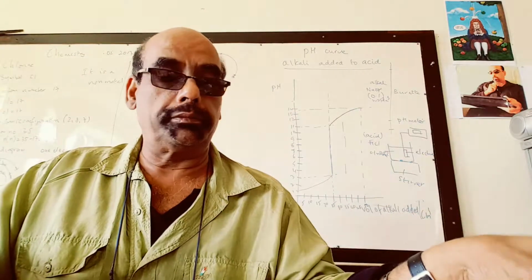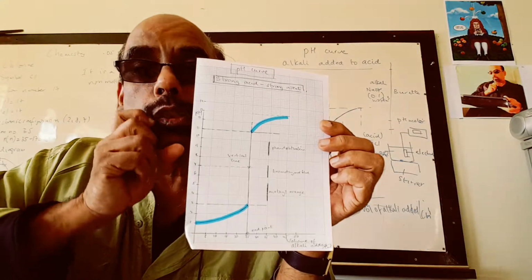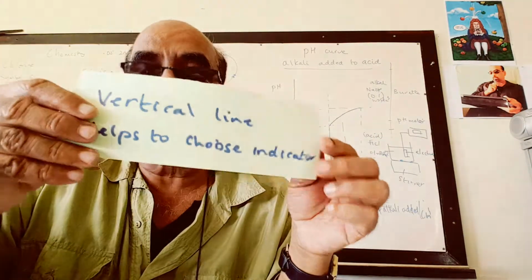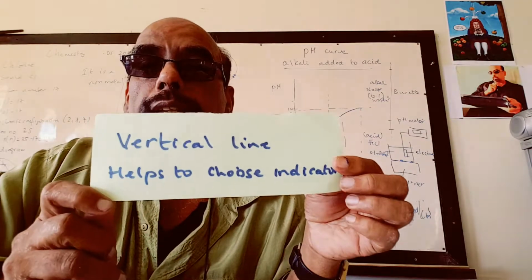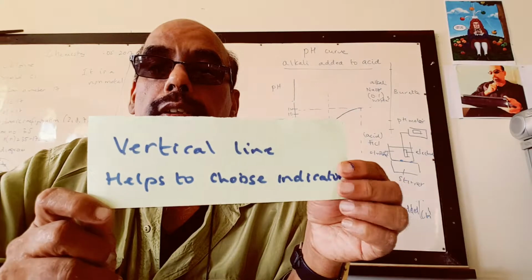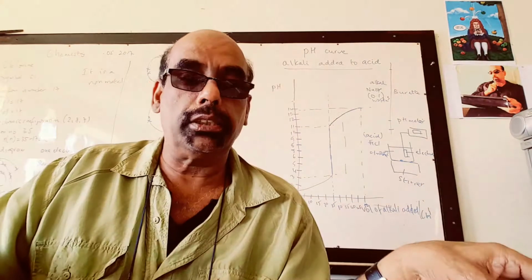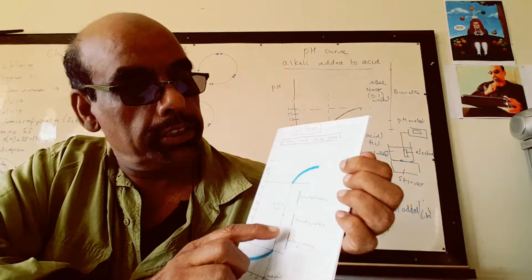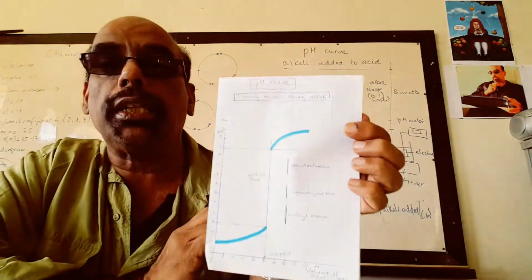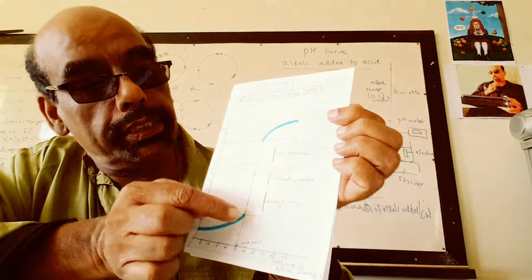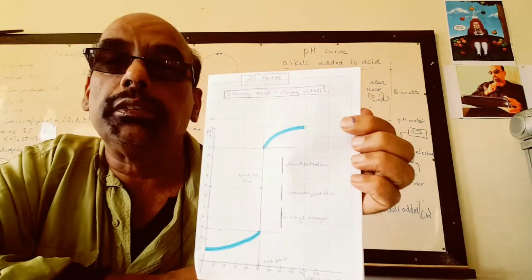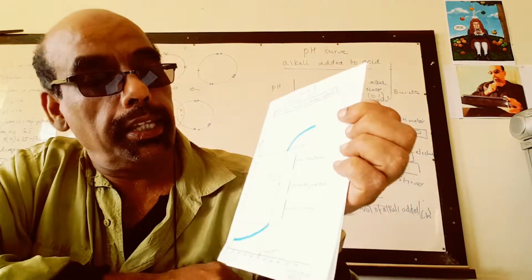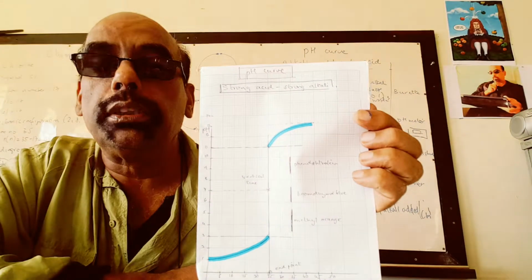The vertical line helps us to select an indicator, a good indicator, a suitable indicator. The pH ranges of some indicators are shown: methyl orange, bromothymol blue, phenolphthalein. All these ranges are along the vertical line, so these are suitable indicators, and the ideal one is bromothymol blue.